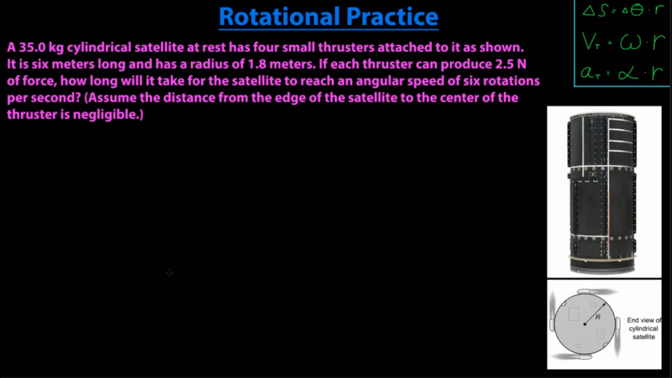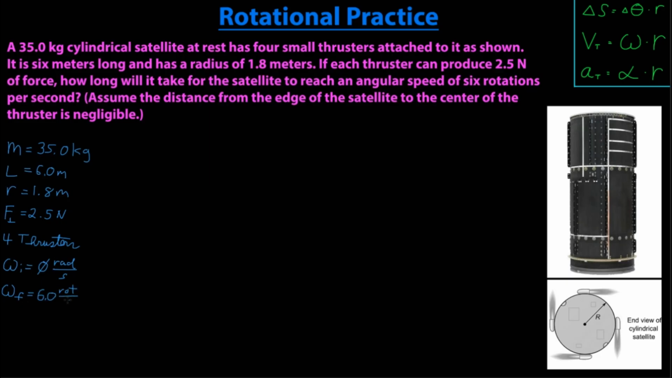Okay, let's start how we always start, which is by listing givens. First, mass is 35 kilograms. It's 6 meters long. Length is 6 meters. Radius is 1.8 meters. The thrusters produce a force of 2.5 newtons each. And while I'm here, that thruster is definitely perpendicular to the radius, which means we are definitely going to have a torque. So under this force perpendicular, there are 4 thrusters. The satellite's at rest, so omega initial is 0 radians a second, and we are looking for a final angular velocity of 6 rotations a second.